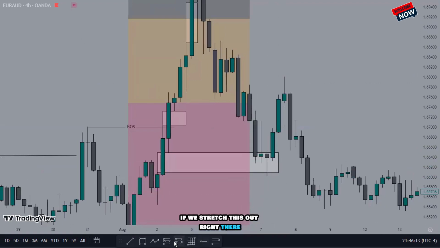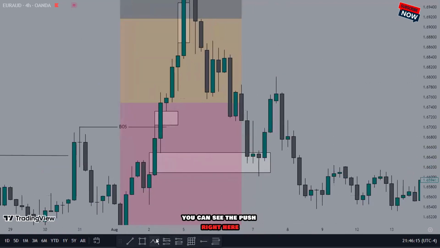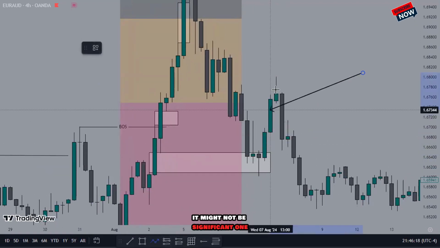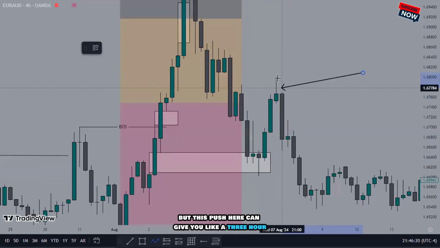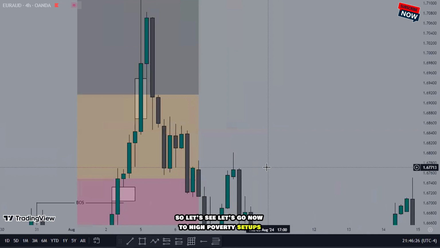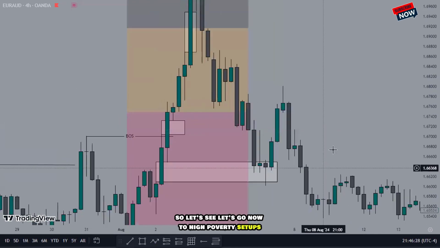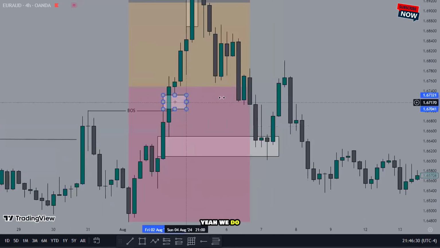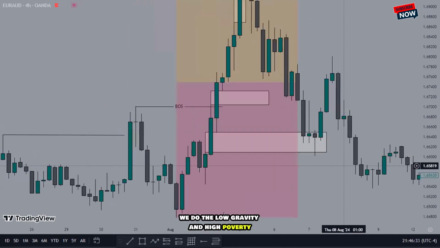If we stretch this out right there, you can see the push right here. It might not be a significant one, but this push here can give you a 2 hour move, and 2 hours is pretty good. So let's go now to high probability setups. As a matter of fact, I think we've already gone over that. We did a low probability and a high probability at the same time.